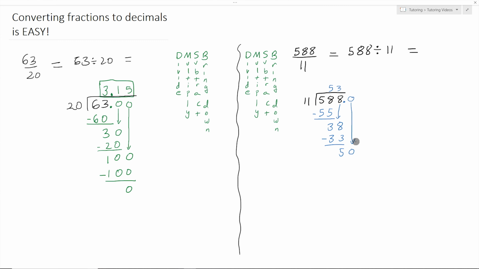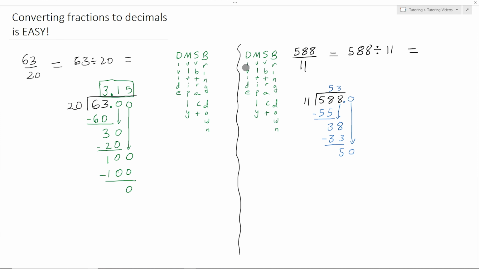Now this is the point where we can start getting repetition or a terminating decimal. So we have to start looking for repetition now. 50 divided by 11 is 4 with some remainder. Multiply, 4 times 11 is 44. Subtract, 50 minus 44 is 6. Bring down the 0. We just got a 6, the previous one was a 5, there's no repetition yet. So now 60 divided by 11 is 5 with some remainder. 11 times 5 is 55. 60 minus 55 is 5.